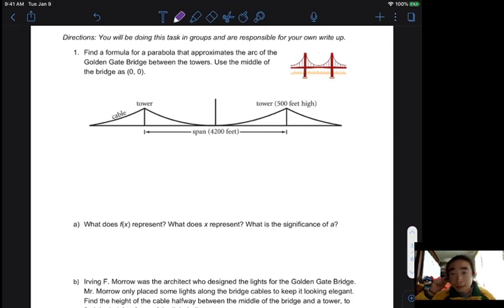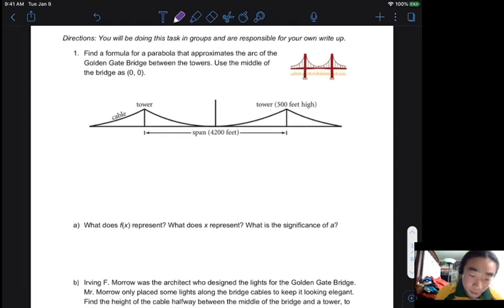All right, so in this problem, you see your parabola as the person in blue is outlining. It's in the middle, right? The arcs in between, like the two pillars of the Golden Gate Bridge, form a parabola. So that's this part over here that I'm outlining in purple. That's your parabola. And they're telling you the middle of the parabola here is (0, 0).